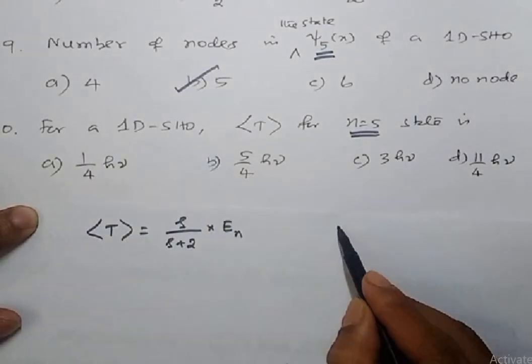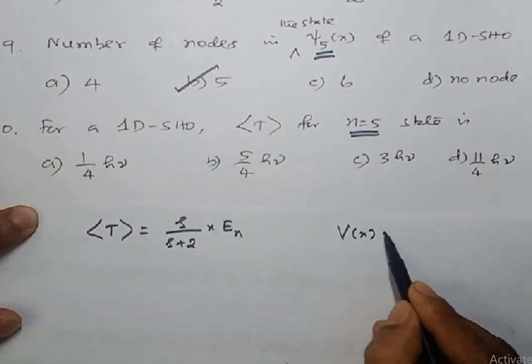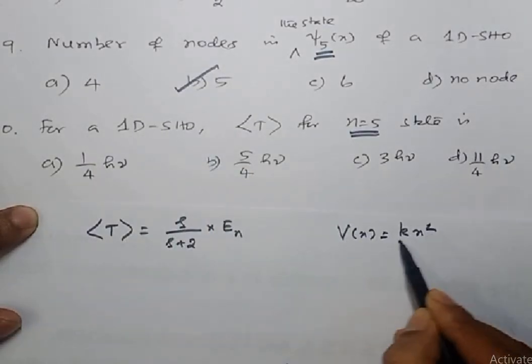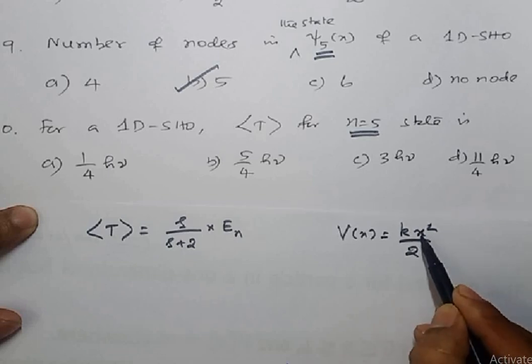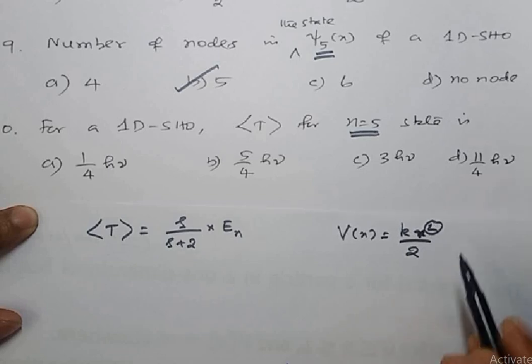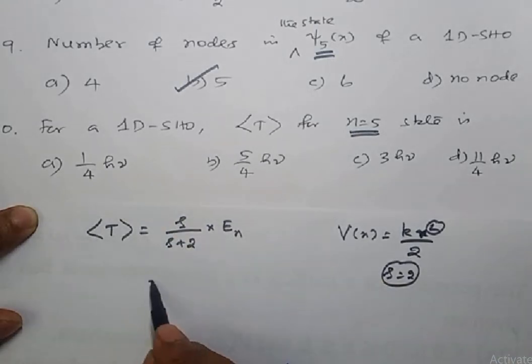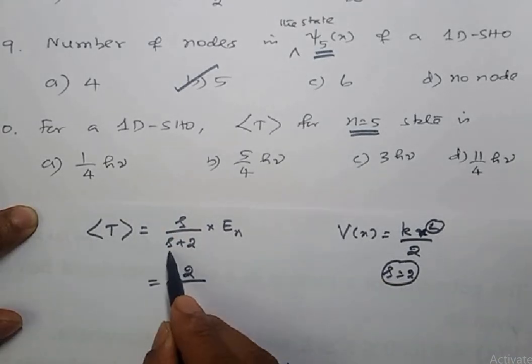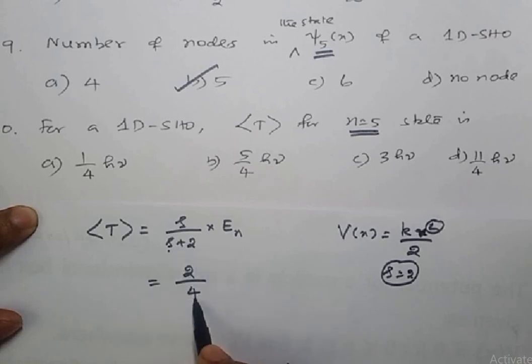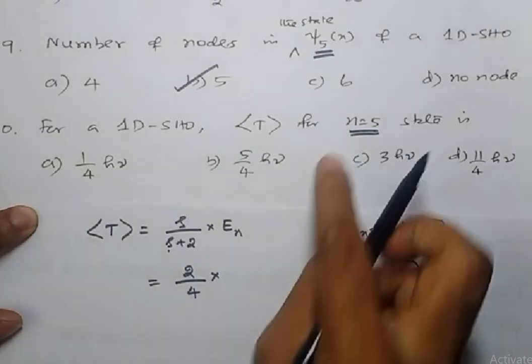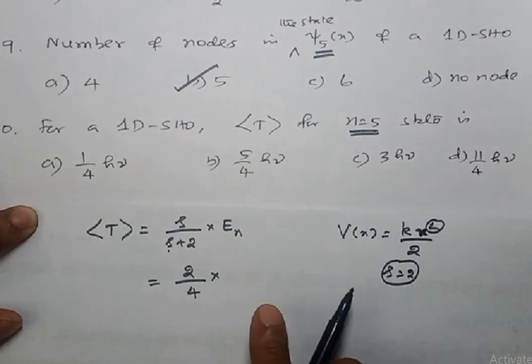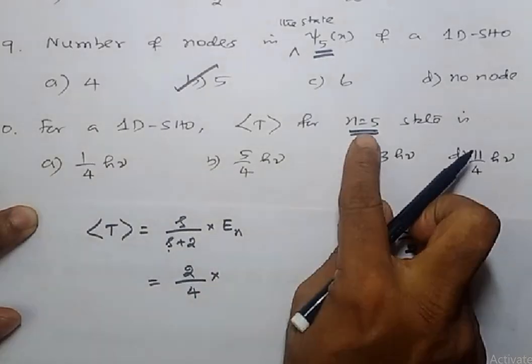Now listen, what is S here? For one-dimensional simple harmonic oscillator, potential energy is equal to kx square by 2. So the variable x has power 2, so S value equal to 2. Put S is equal to 2 here, so we get 2 plus 2, 4 into energy of the n equal to 5 state.